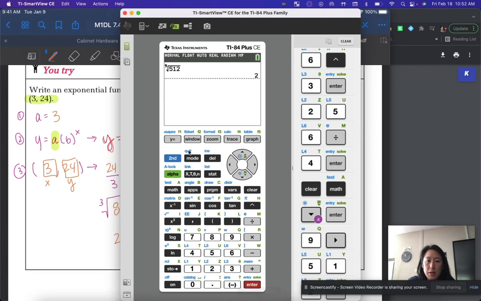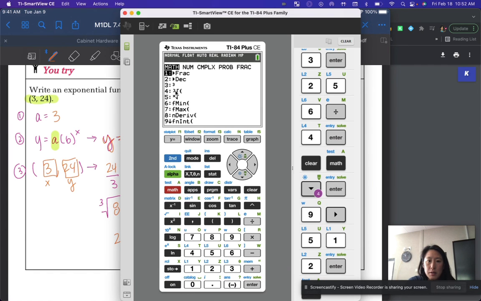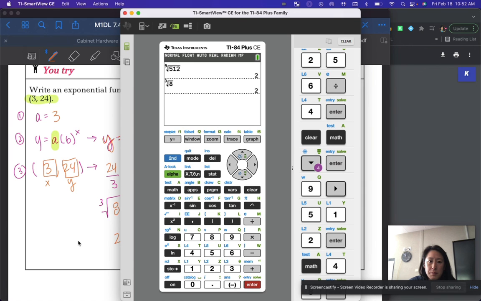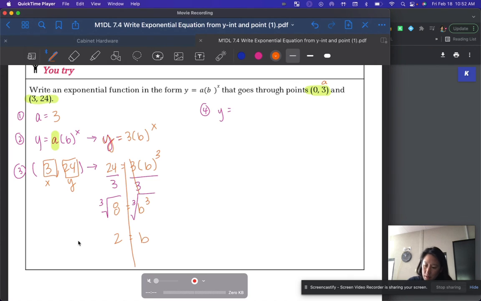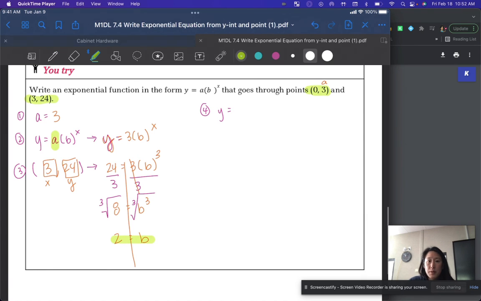If you want to do this in your calculator, you go to math. You can either click 4 or 5. In this case, I think 4 is easier. So the cube root of 8 is 2. Lots of 2's here. So now I have a b value of 2. So my equation in the form y is equal to a times b to the x would be y is equal to 3 times 2 to the x power.